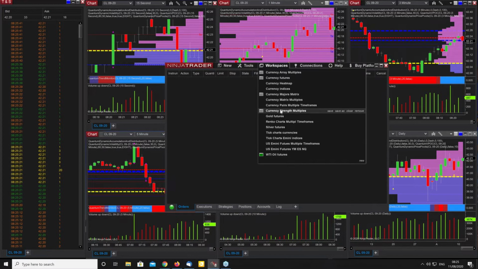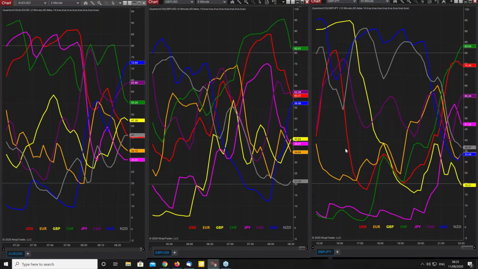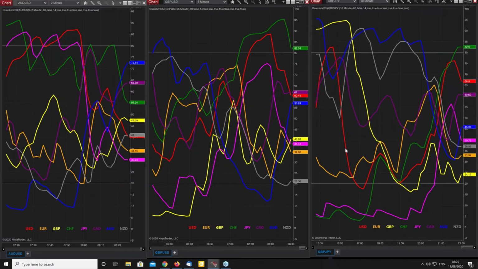Let's just have a quick look on the currency strength. I had to kill off one of these because it just wasn't loading, and I can't even load bare charts at the moment because it's destroyed my cache, this power outage. Just see where we are.